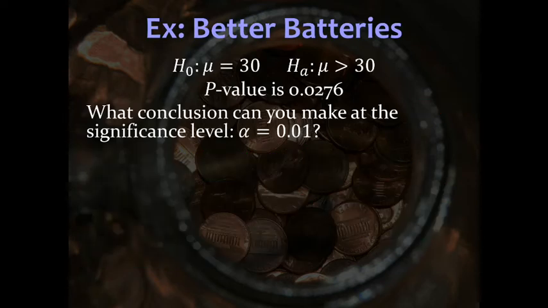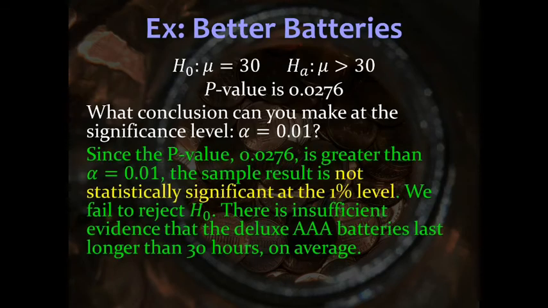Now let's look at part B. What conclusion can you make at the significance level alpha equals 0.01? Well, in this case, our alpha level is not higher than the p-value. In fact, our p-value is not less than 0.01. So we do not have a statistically significant result at the 1% level. So in this case, we fail to reject the null.